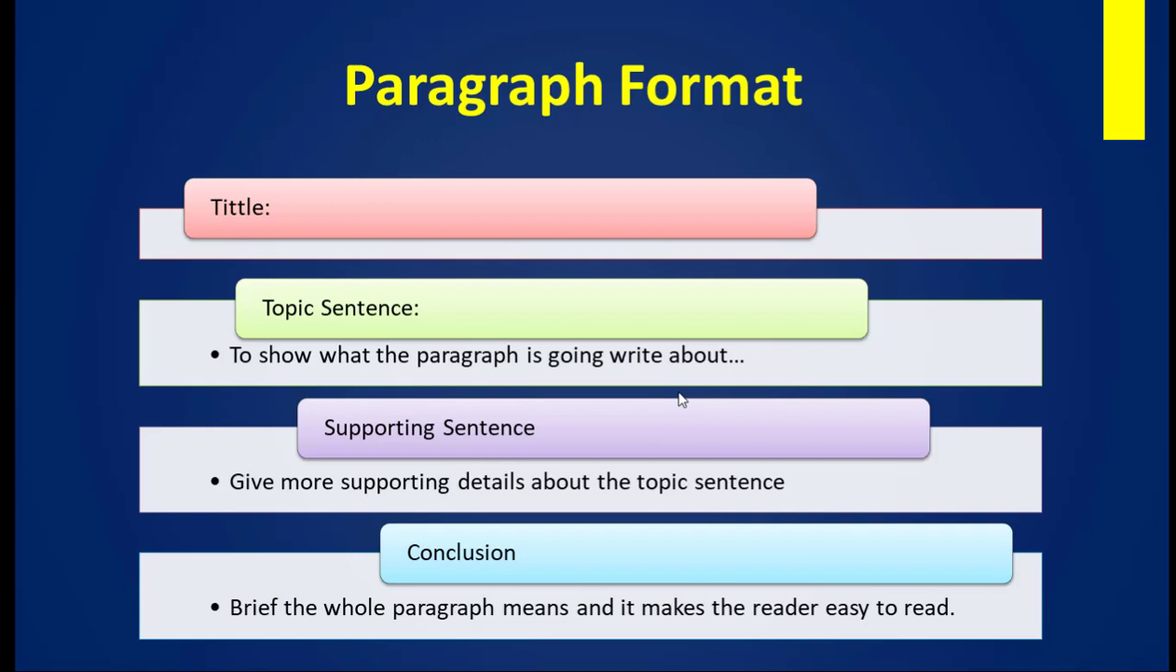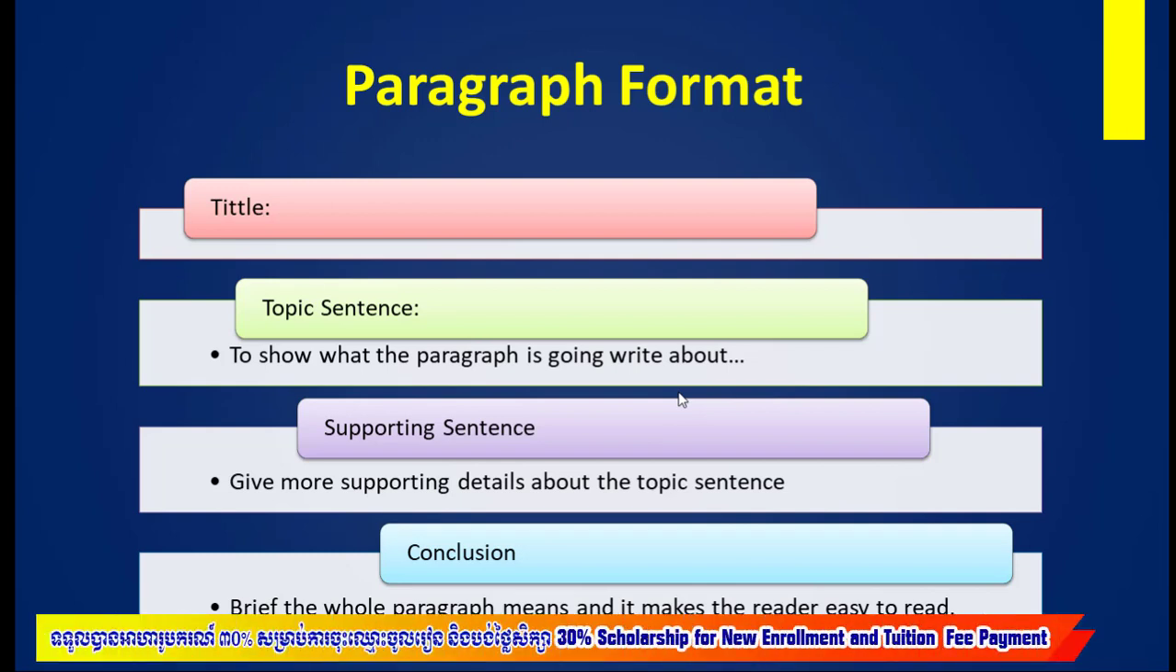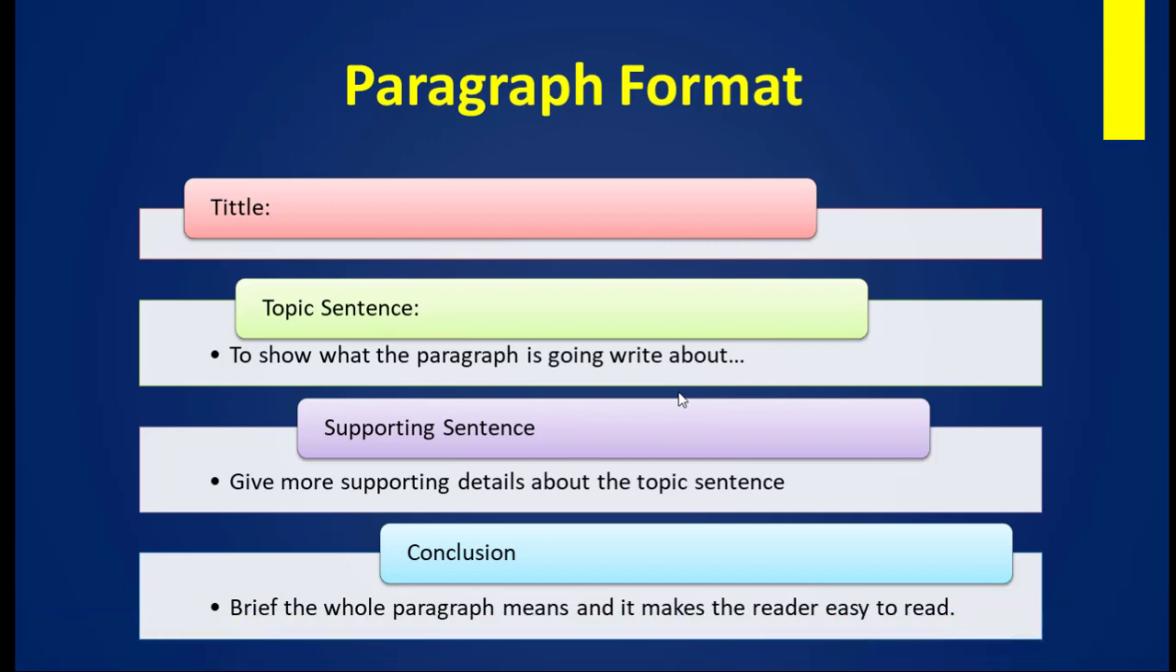The topic sentence is used to show what the paragraph is going to be about, and it also tells what kind of paragraph it is. It can be comparison, narrative, or descriptive. For the supporting sentences, you can give three or four, and give more supporting details about the topic sentence.